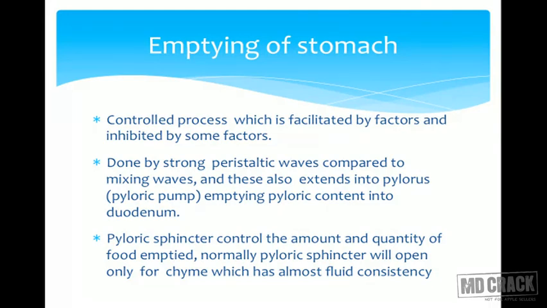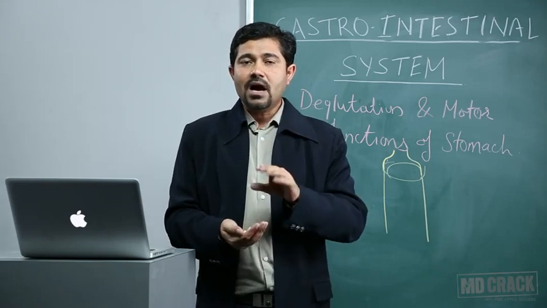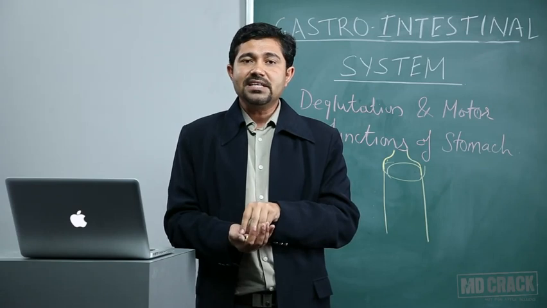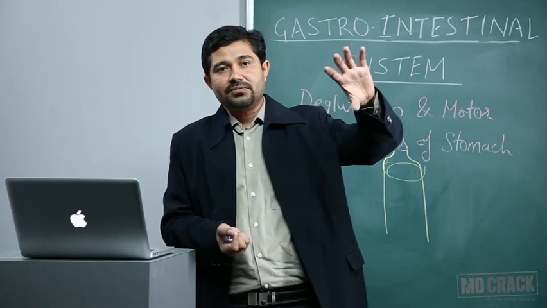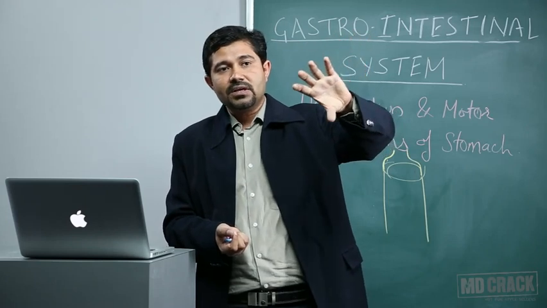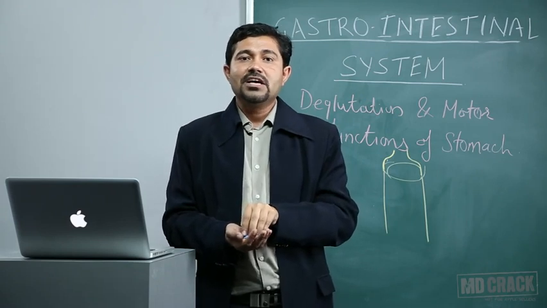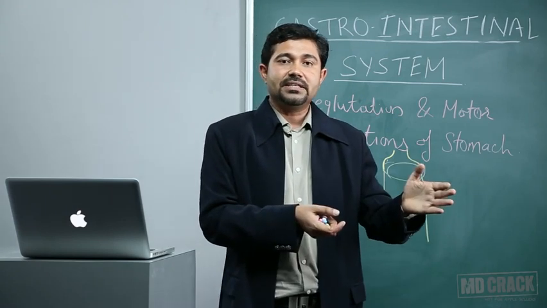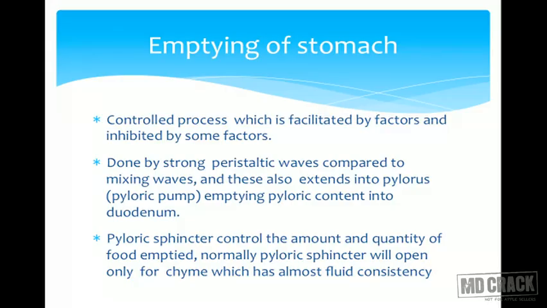So the pylorus is the one controlling emptying through the pyloric sphincter, right? So how does the emptying mainly take place? If the stomach wants to empty its content, the peristaltic wave that is generated becomes stronger and goes to the pyloric end. Even at the pyloric end there will be a wave that is transmitted. It can go even into the upper part of the duodenum. This peristaltic wave, which can be called the pyloric pump, will cause emptying of the chyme into the duodenum.